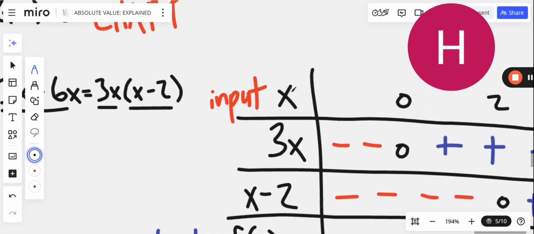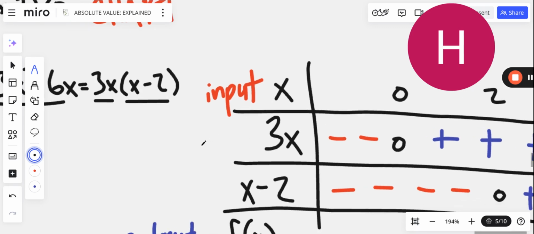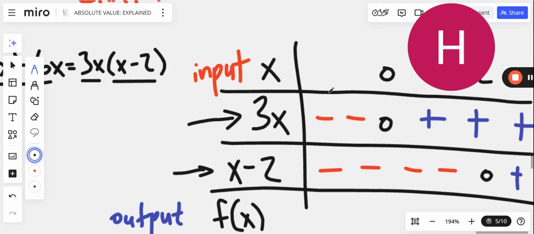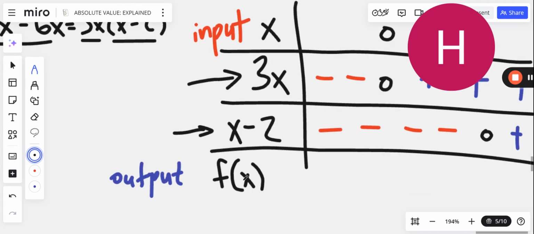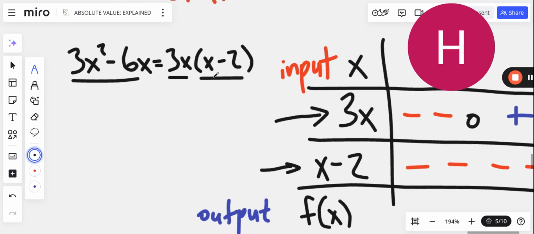So I have my input x. This is like a numbered line. I have my first factor, 3x, and that's going to be multiplied by my second factor, x minus 2. And when I multiply the positive or negatives, that's going to give me my final output f of x, because f of x is the product of these two, right?